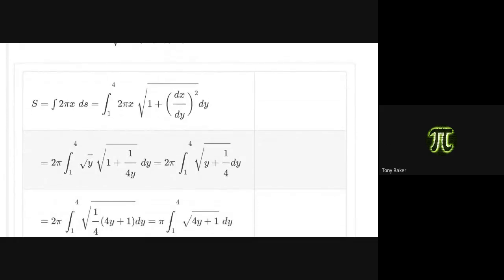So we plug in just like we were doing before. We've got the 2 pi. Since we're doing the y's, we now go from 1 to 4. The x is the square root of y because that's what x equals. And the derivative was 1 over 2 square root of y, so when you square it, you get 1 over 4y.